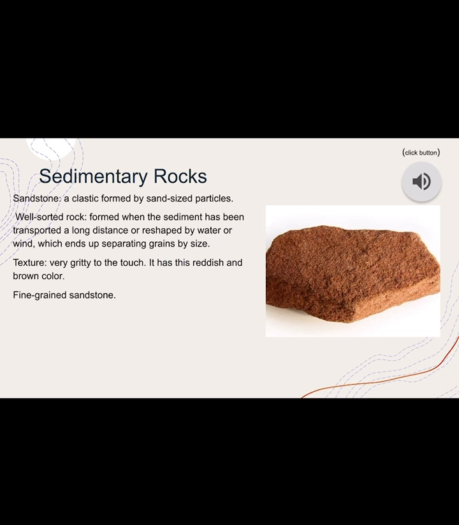A well-sorted rock forms when the sediment has been transported a long distance or has been reshaped by water or wind, which ends up separating grains by size. The sediment looks very gritty to the touch, and it also has this very pretty reddish and brown color. It appears the sedimentary rock has feldspar and quartz. One fact that I learned from one of my family is that sandstone is commonly used for building materials, decorative stones, and even road construction due to its good workability and attractive colors.